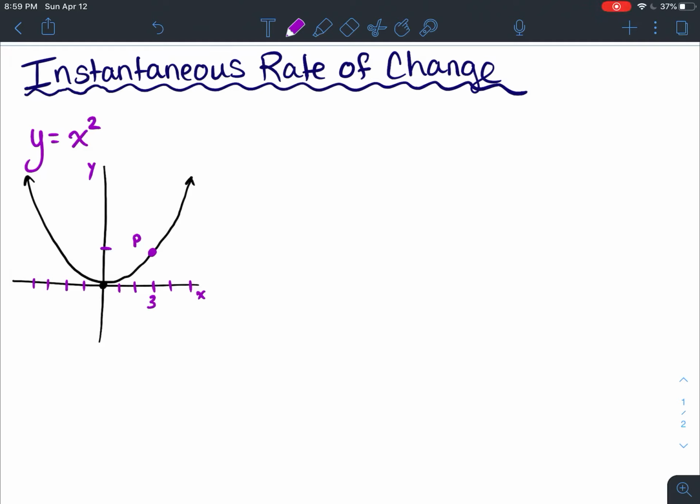Hey guys, this is a video about instantaneous rate of change. So, okay, here we have a parabola, y equals x squared. I just sketched it. And let's say we want to eventually find out the instantaneous rate of change when x equals 3.